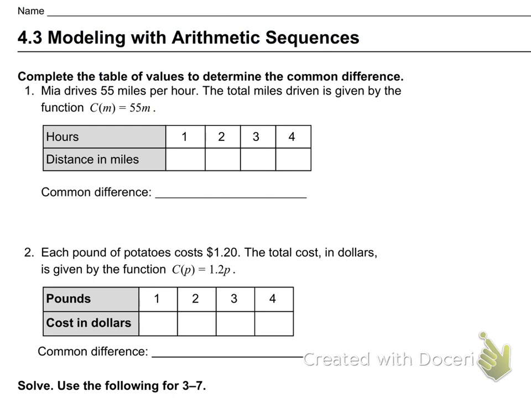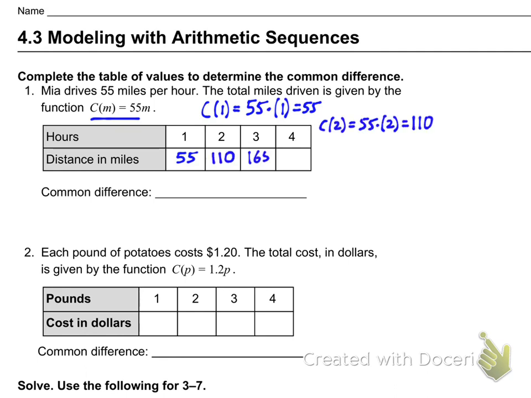All right. On the other side here, this is a practice for 4.3. Notice your equation, C of m equals 55. That means to get 1, you're going to plug in 1. That gives us 55. Plug in 2, you get 110. And you can do the same thing for C of 3 and C of 4. For a common difference, that's how much you add by each time. So notice I find each time we add by 55, so the common difference is plus 55. Try this second one on your own now.